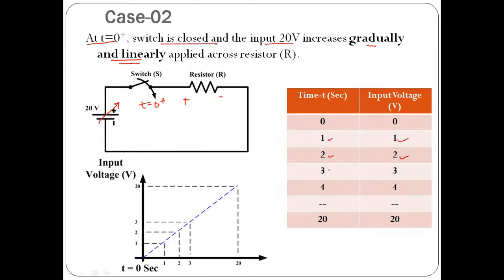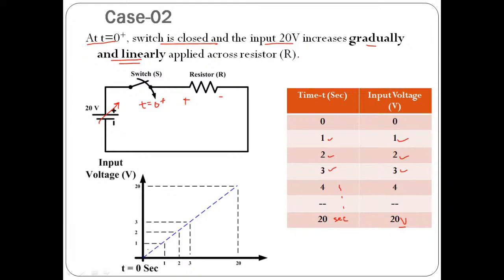At time t equal to 3 second, we apply 3 volt, and so on. In this way, at time t equal to 20 second, we apply entire 20 volt. And this is the variation of input with respect to time. See, the same thing is mentioned over here.